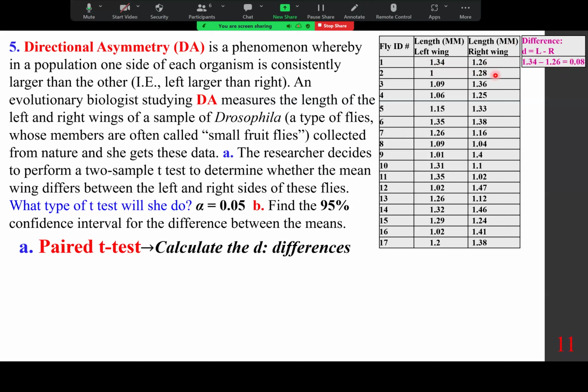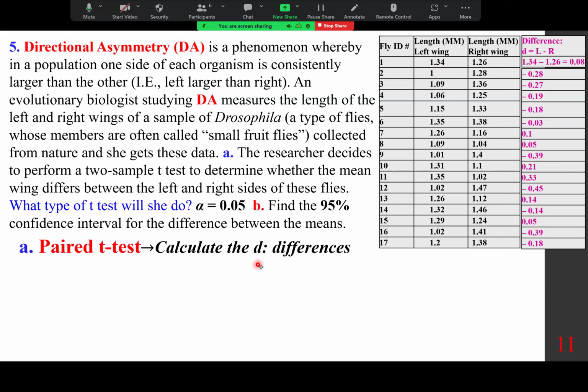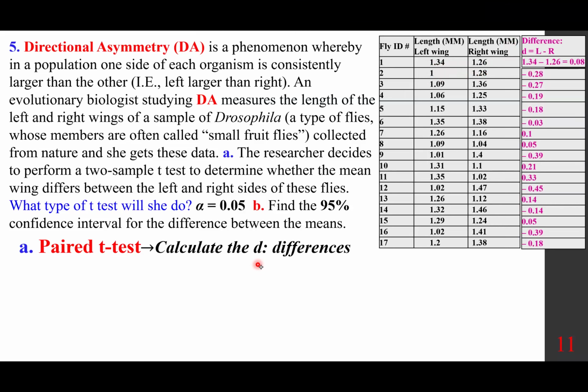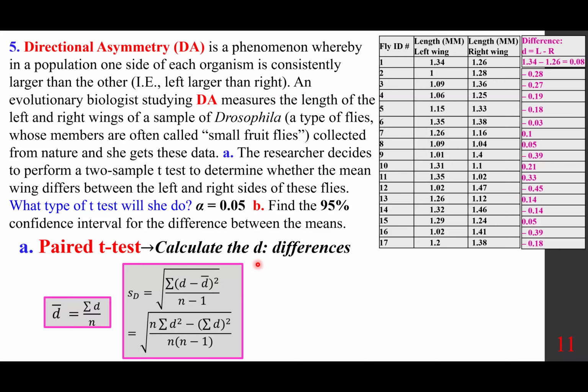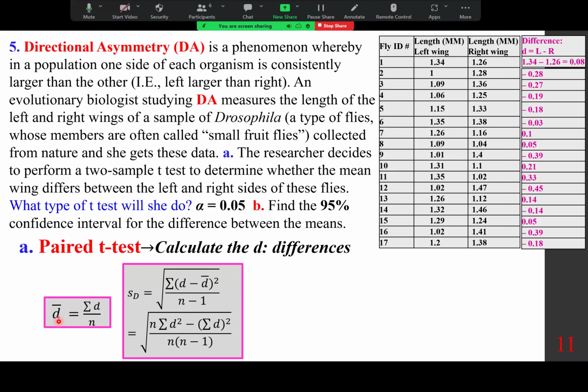1 minus 1.28 gives you negative 0.28. And you do exactly the same for the rest. So we need to calculate the difference. We do that. Then what happens? D bar is the summation of D over N, S sub D is the square root of the summation of D minus D bar quantity squared over N minus 1, and so forth.